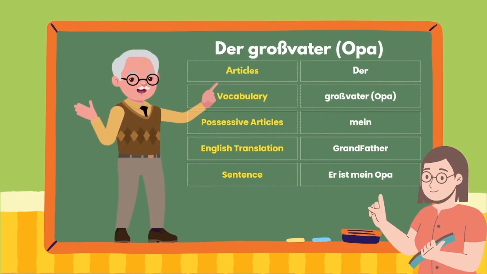Next one is grandfather. For grandfather, we call Großvater. The article is der Großvater because he is masculine. For grandfather, we also call him Opa. Article is der Großvater or der Opa. Possessive article is mein. So if I have to say he is my grandfather, then I would say er ist mein Opa or er ist mein Großvater. Er means he.